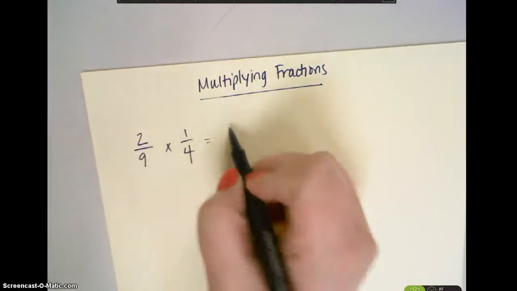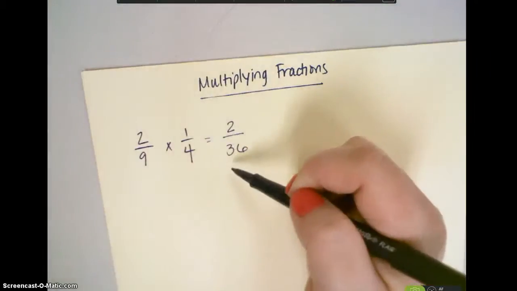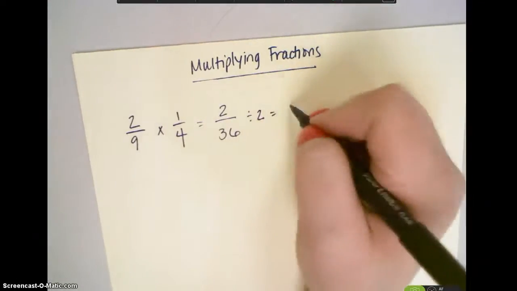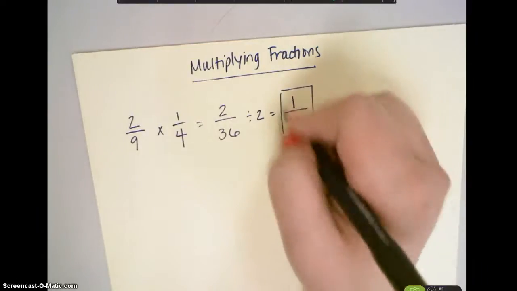So 2 times 1 is 2. 9 times 4 is 36. So I get 2 over 36, which can be simplified because I can divide both those numbers by 2. 2 divided by 2 is 1. 36 divided by 2 is 18. So my final answer would be 1/18.